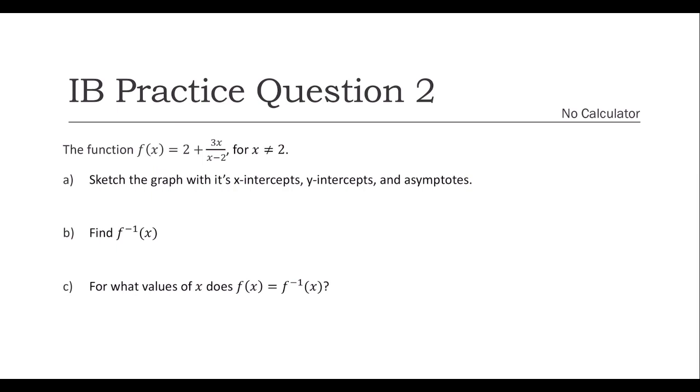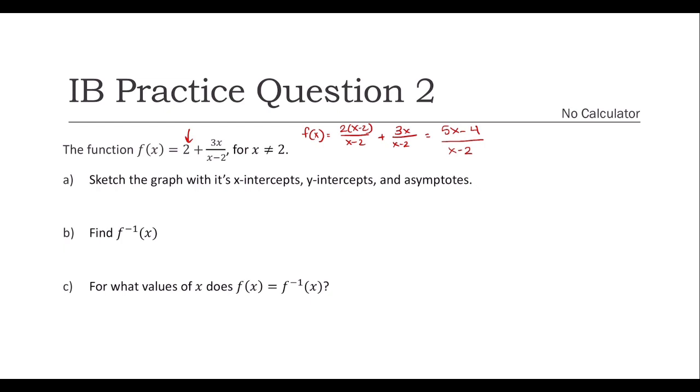So we're going to start by rewriting this function. So we have f of x, and we want a common denominator. So we're going to multiply this 2 by (x minus 2) over (x minus 2). So it'll be (2x minus 4) over (x minus 2) plus 3x over (x minus 2). So this will equal 2x plus 3x, which is 5x, and then minus 2 times 2, so 4, all over x minus 2.